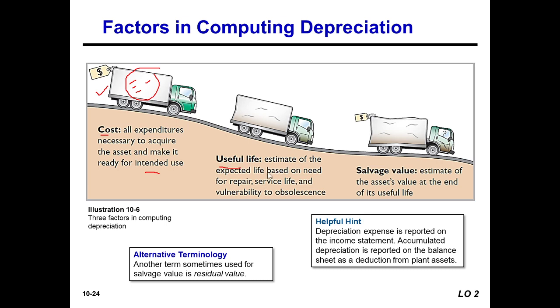Number two, useful life. This is an estimate of the expected life based on need for repair, service life and vulnerability to obsolescence. This is a main point here. Suppose this truck will run 5 years. These 5 years depend on how frequently the truck needs repair, its service life, and vulnerability to obsolescence. Then salvage value, after using it for 5 years.